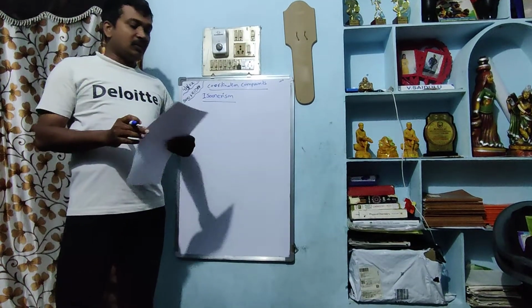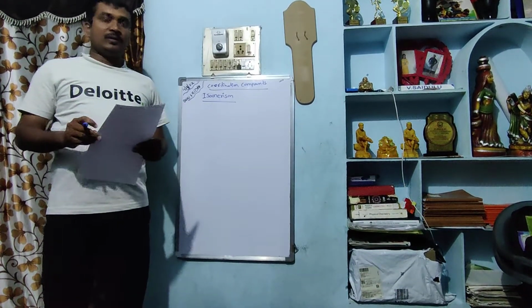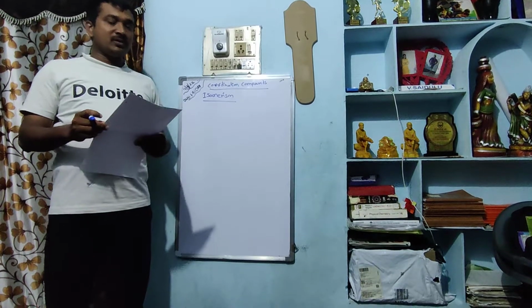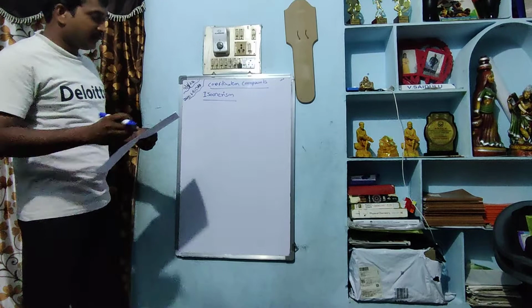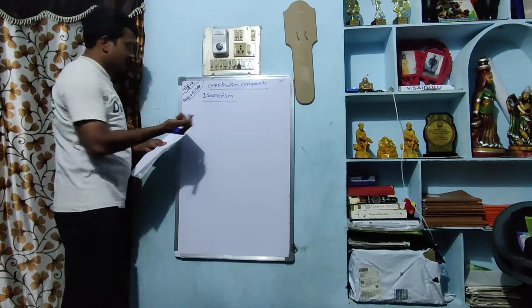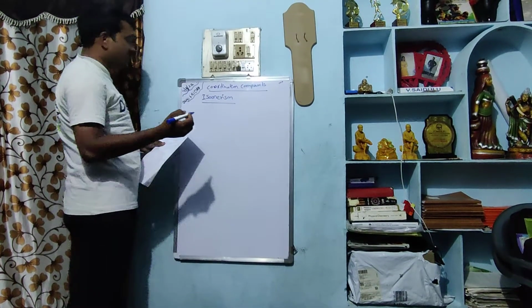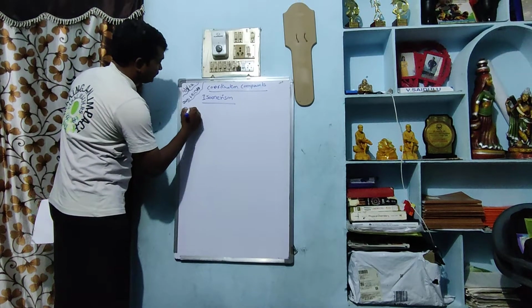If you understand isomerism, I want to explain some questions and answers. From that you can learn isomerism easily. First of all, we take the first question. Which of the following complexes do not exhibit optical isomerism?